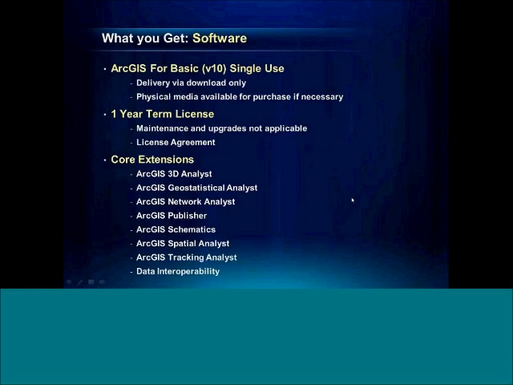You can flick it across, please, Trish. Okay, so what you get. Again, ArcGIS for Desktop Basic at version 10, single use, and the core desktop extensions are listed below there. The software delivery method is via download. However, physical media is available, and you would just need to talk to us about that at the point of ordering. It's roughly $20 US, I think, if you do need physical media.